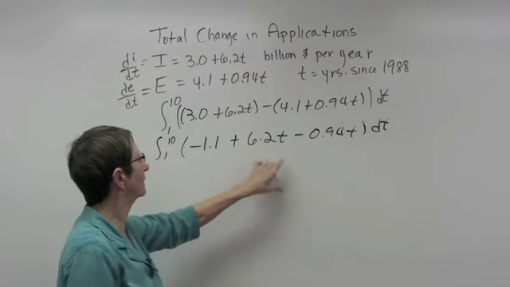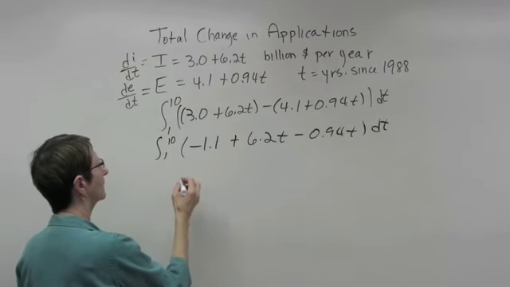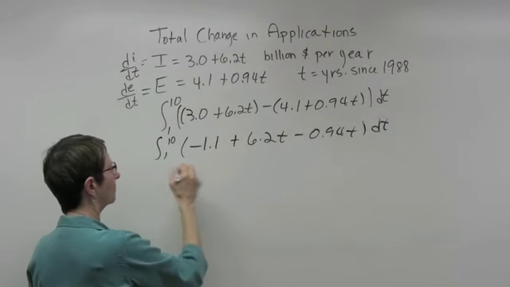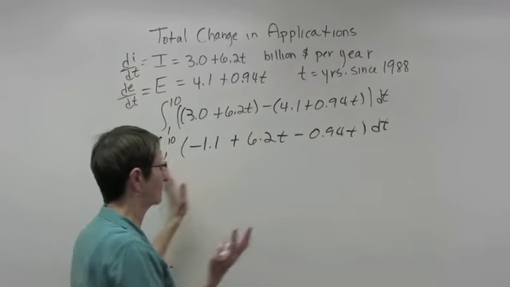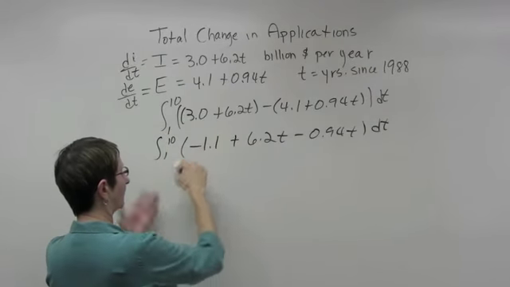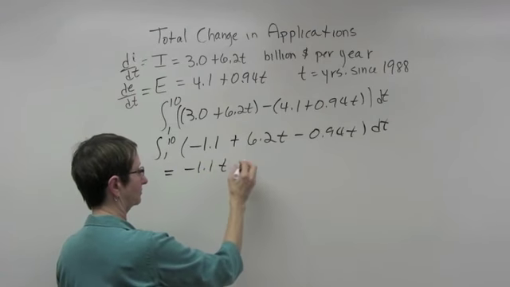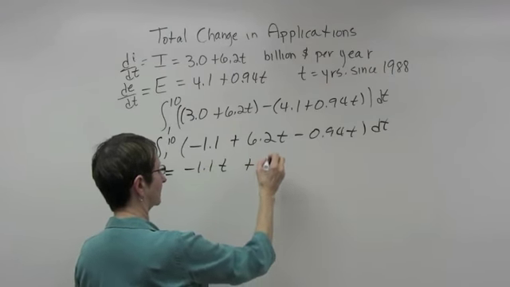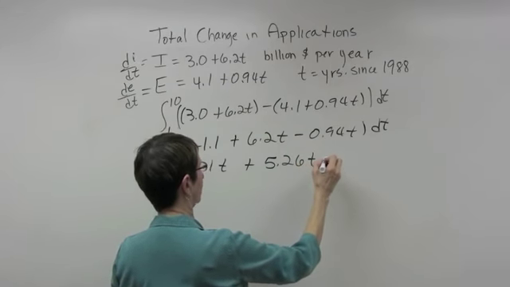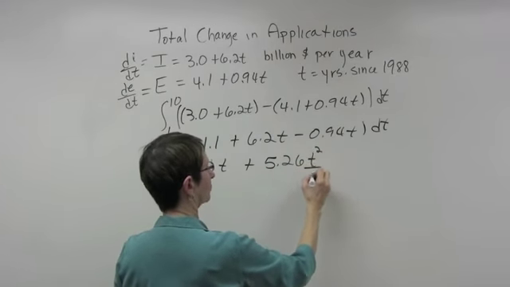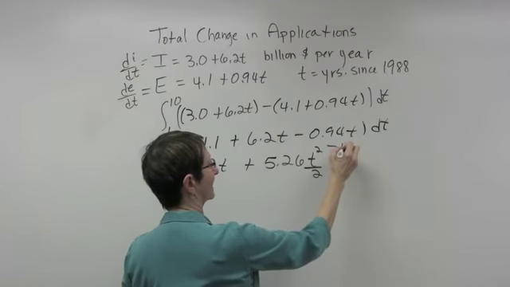If you put them together, it's 5.26t. We'll check that out. And then we integrate. Some people also like to put the t's first. Doesn't matter how you do that. So if I do the antiderivative here, I'll have a negative 1.1t plus 5.26t squared over 2. And this goes between 1 and 10.